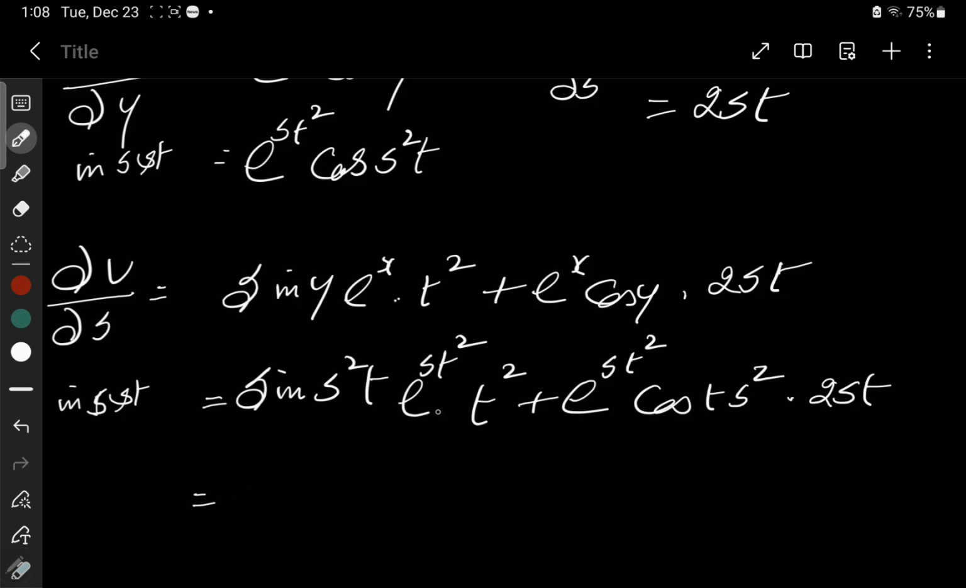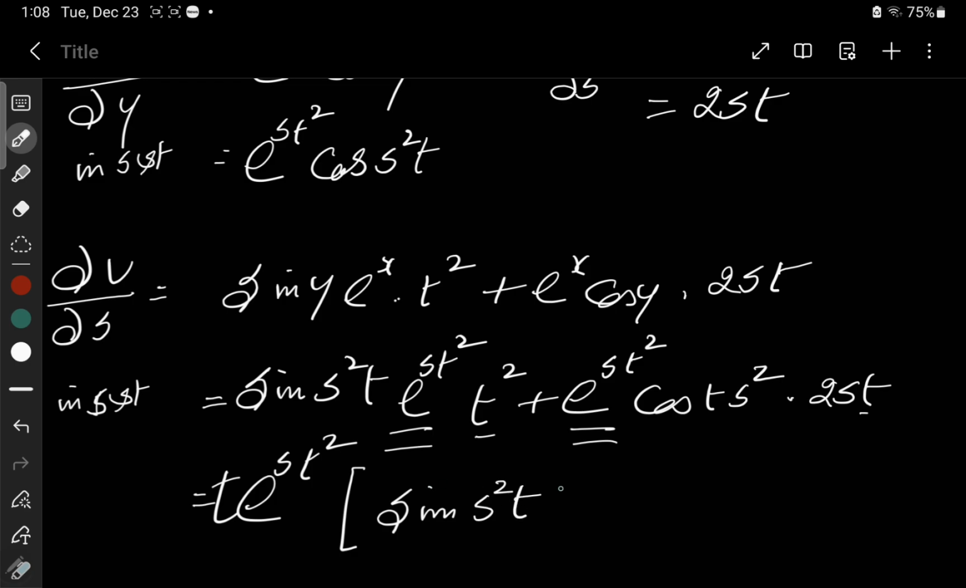See here, e^(st²) is common here, and also here t² has one t. Let me take t outside. So inside the bracket you will get sin(s²t), and one t is left, one t alone we have taken. That's all. Plus here this I have taken outside, cos(s²t), and then remaining here 2s. So this is the answer.